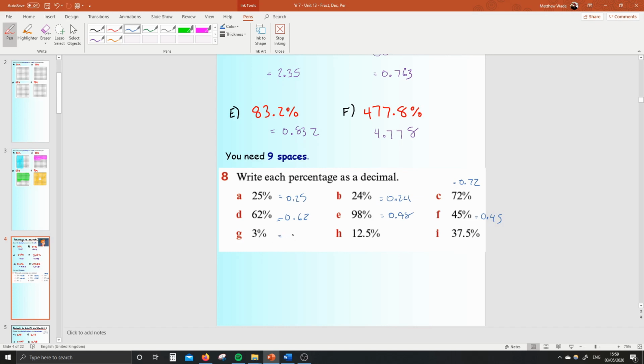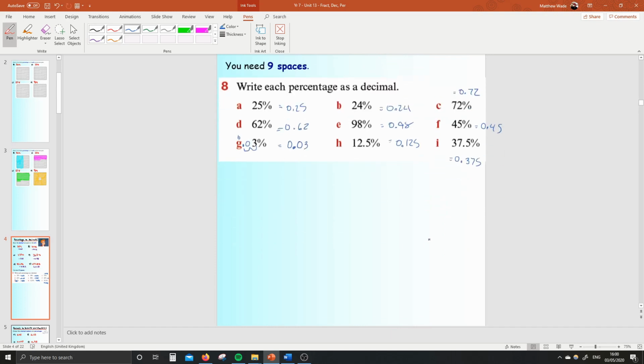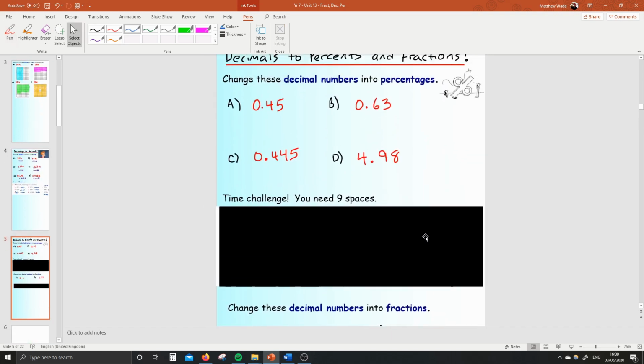I like this one. Give yourself a big bonus pat on the back if you got 0.03, a socially distant pat on the back if you got that. You had to move it 2 times, once to get it in front of the 3, but then a placeholder 0 that often gets forgotten. So 0.03, 0.125, and 0.375. Legendarily good.